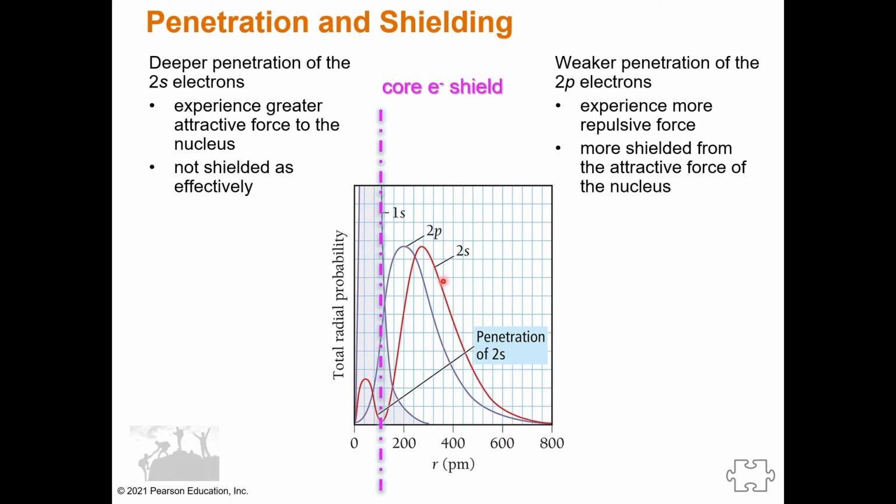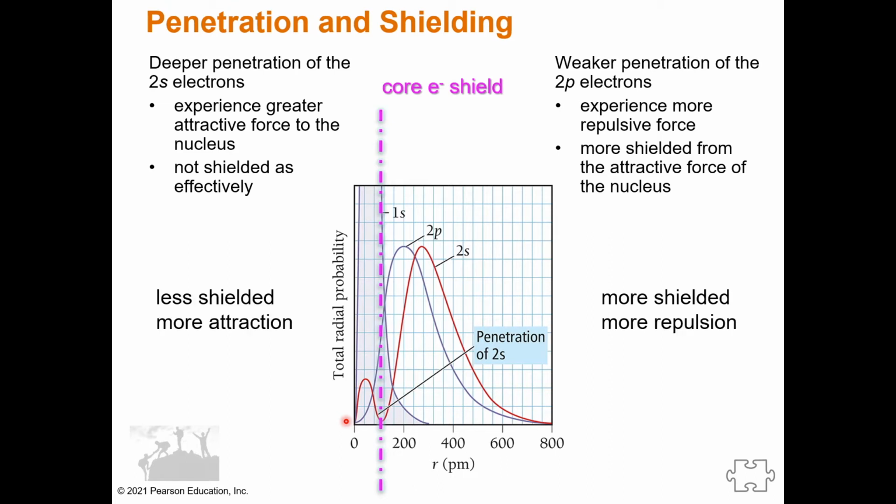Now let's take a look at the 2p radial probability. We can see that most likely an electron would be found beyond 120 picometers. With 2s, we could say the same thing. However, there is a small hump of the 2s orbital. There's a small hump that occurs between 0 and 120 picometers. This tells us that those 2s electrons can penetrate through the core electron shield. And so they would also experience a great attractive force to the nucleus. Another thing that we're going to say is that they are less shielded.